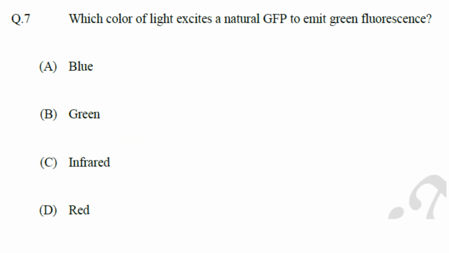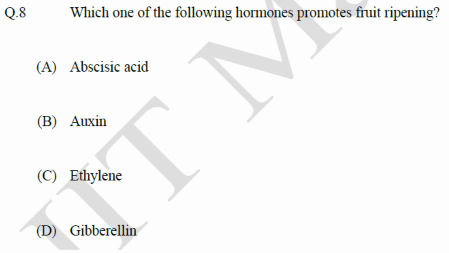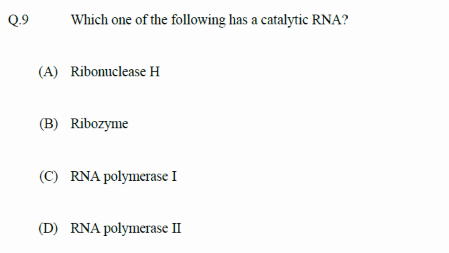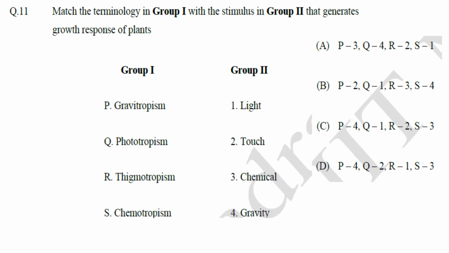Which color of light excites a natural GFP to emit green fluorescence? So it is blue. Answer is option A. Then which of the following hormones promote fruit ripening? It is ethylene. Answer is option C. Which of the following has a catalytic RNA? It is ribozyme. Ribonuclease H is an enzyme that degrades RNA-DNA hybrids. RNA polymerase 1 and 2 are responsible for transcription, and are not catalytic RNAs. So B is the answer.